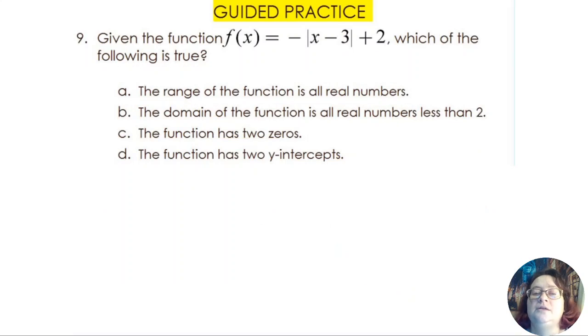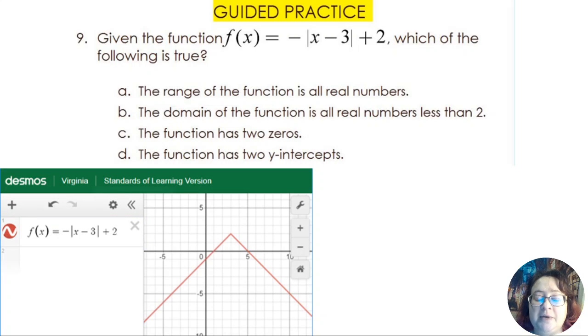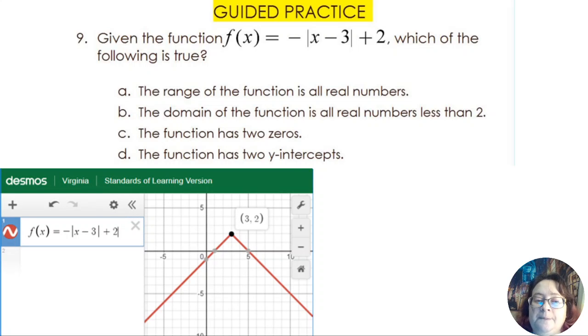For number 9, we're given an equation, and it asks us which is true. The first thing I'm going to do, because I don't see a picture, is use Desmos to graph it. So I'm going to bring up Desmos. I'm going to type the equation into that first box, which brings up the picture. And from here, because the first answer choice mentions range, I'm going to click on the vertex so I can see those numbers. So I'm going to look at my answer choices now.